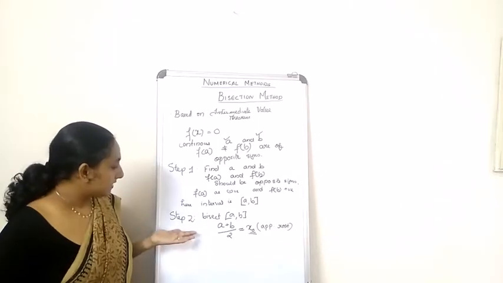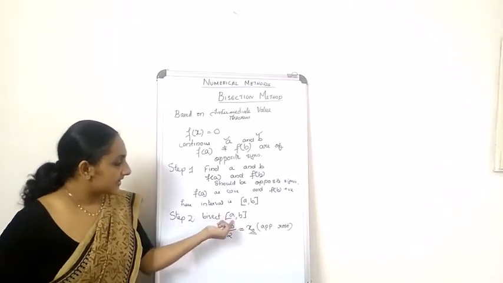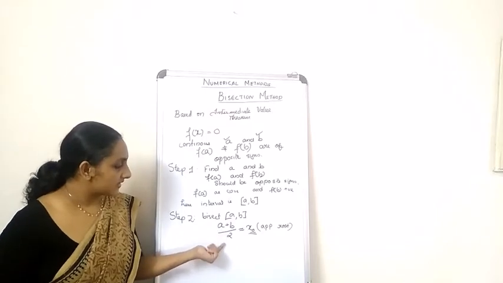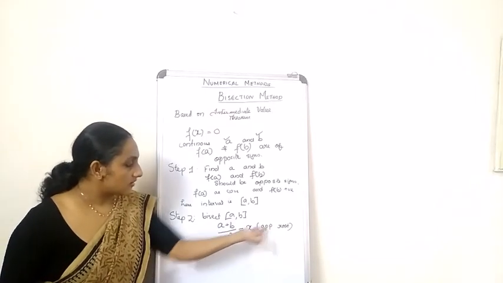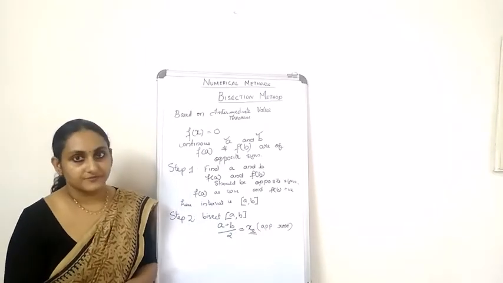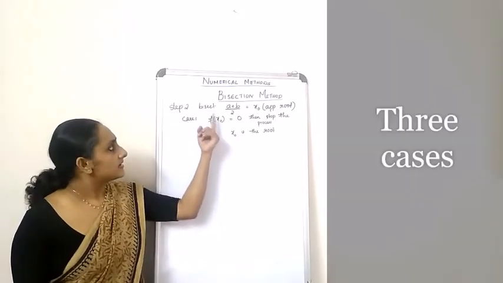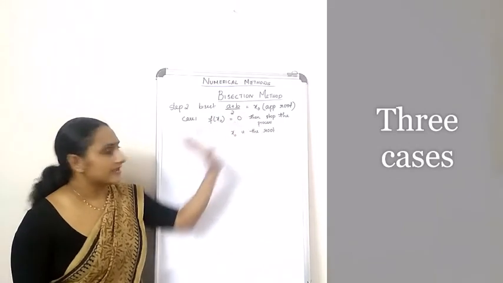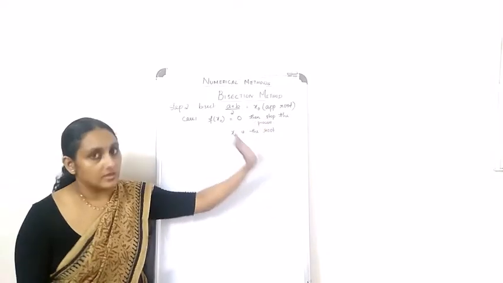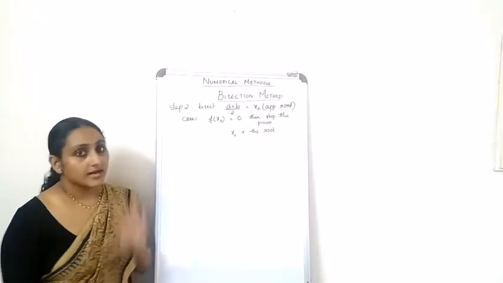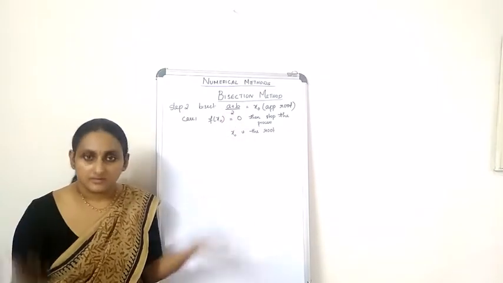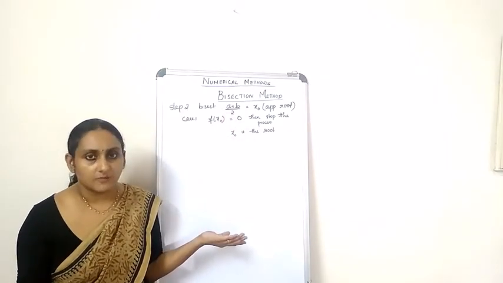Okay, so what is step 2? Bisect A comma B. That is, A plus B divided by 2 is equal to x naught, and you are getting the approximate root. Step 2, as I said, we bisect, we found x naught, and we are thinking that it could be the approximate root. We are not sure. So there are 3 cases that we can check, whether x naught is the correct root or not.